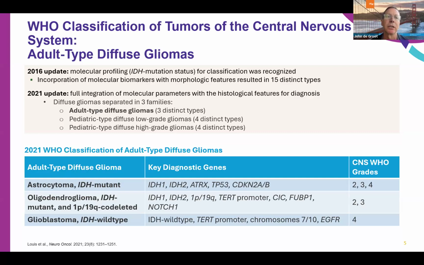So with the full integration, we separate diffuse glioma into 3 groups, and we're focusing here on adult type diffuse glioma. There are other pediatric types that we won't discuss today, but then there are 3 distinct subtypes of these diffuse gliomas. There's the astrocytoma, IDH mutant. There's oligodendroglioma, which is IDH mutant and 1p19q co-deleted. And then the third one, which we're not going to talk about, is glioblastoma. But it's important to recognize that those tumors are what we call IDH wild type, meaning that they do not have a mutation. If we're talking about astrocytoma, there are 3 potential grades, grade 2, 3, and 4. Whereas oligodendroglioma are only classified as grade 2 or grade 3 tumors.